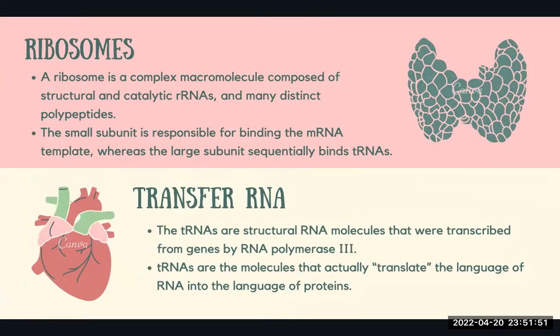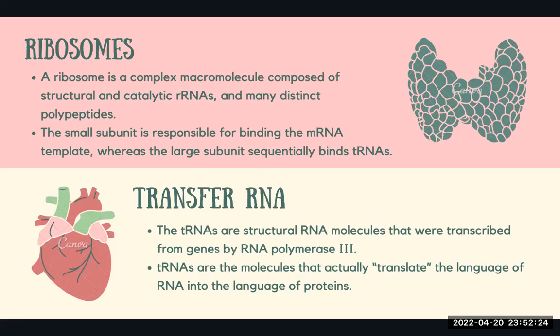So, ribosomes. A ribosome is a complex macromolecule composed of structural and catalytic RNAs and many distinct polypeptides. Ribosomes exist in the cytoplasm in prokaryotes and in the cytoplasm and rough endoplasmic reticulum in eukaryotes. Ribosomes are made up of two subunits. In E. coli, the small subunit is described as 30S and the large subunit is 50S, for a total of 70S.